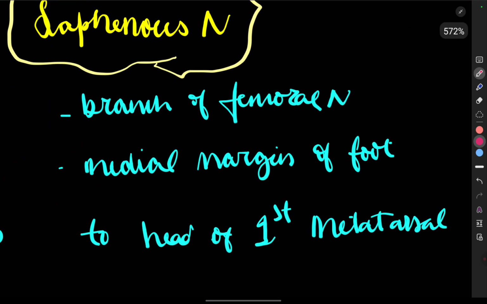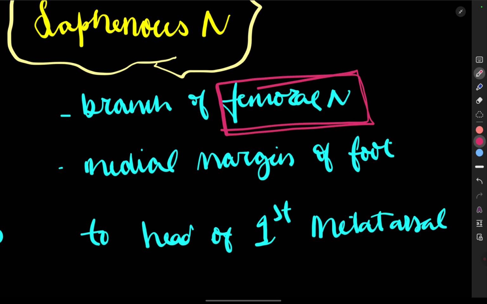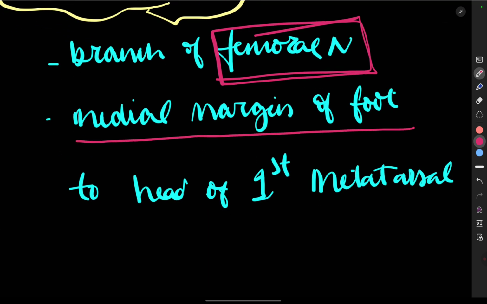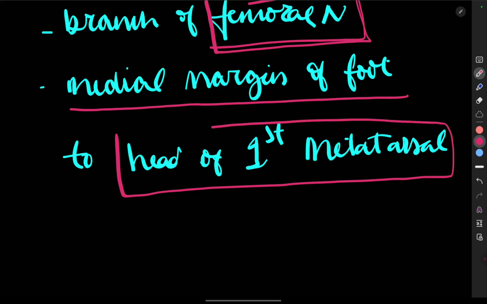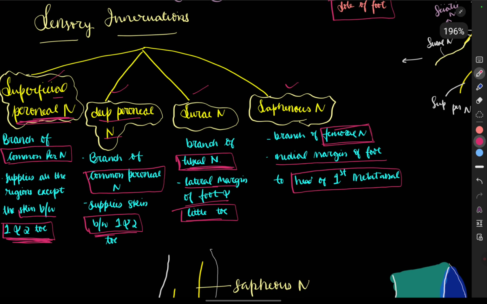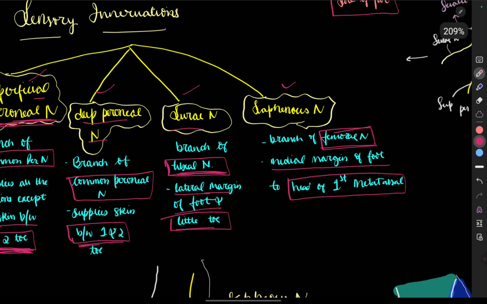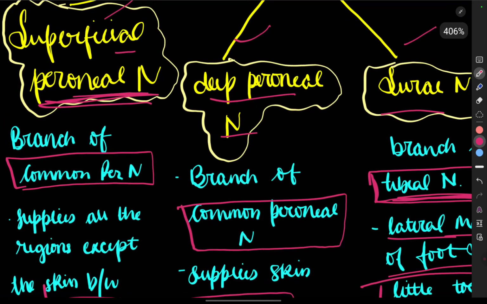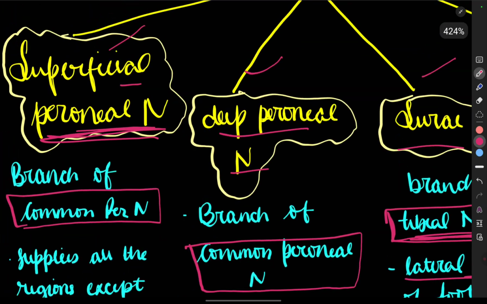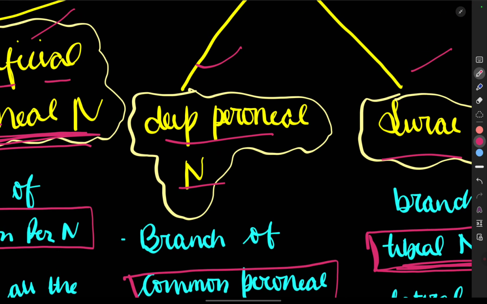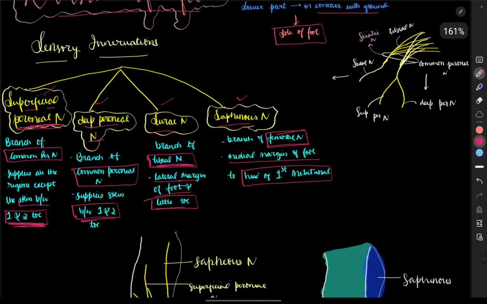Now the saphenous nerve is a branch of the femoral nerve. It supplies the medial margin of the foot up to the head of the first metatarsal, not the great toe, but just till the head of the first metatarsal. So we have four regions: on the lateral side we have the sural nerve, on the medial side we have the saphenous nerve, and the complete dorsum of the foot is supplied by the superficial peroneal nerve. Just between the first and the second digit, the first and the second cleft skin, we have the deep peroneal nerve.